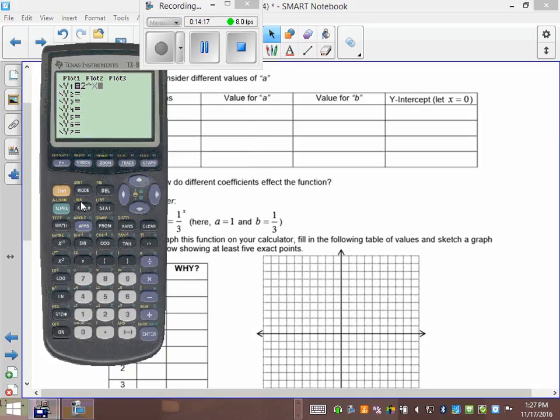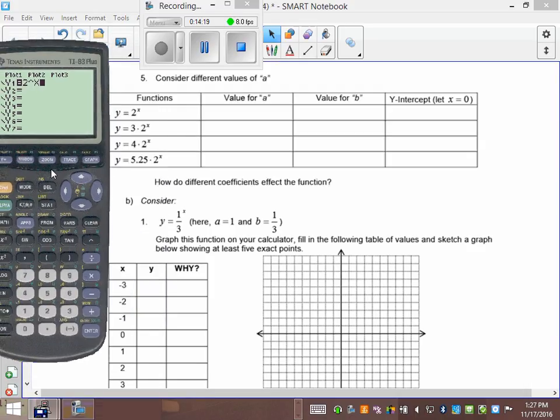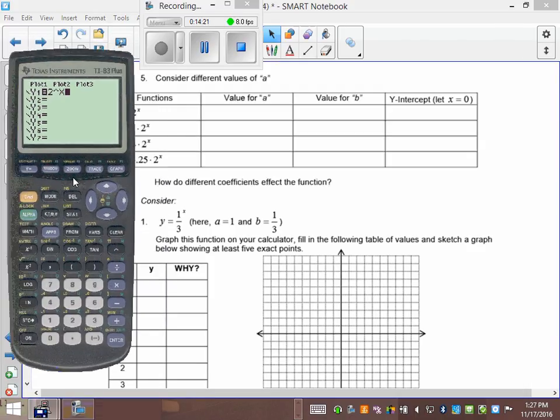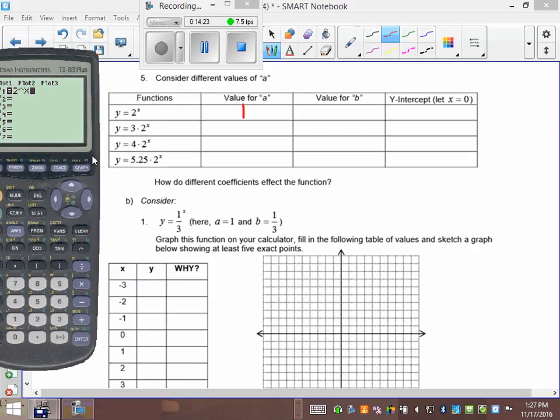So here we have 2 to the power of x, just the basic one. Okay? Our value of a is 1, right? Because this would be y equals 1 times 2 to the x. Our value of b is 2, and our y-intercept was still 0 and 1, right? That was our original. Now what happens if we have a 3 in here?